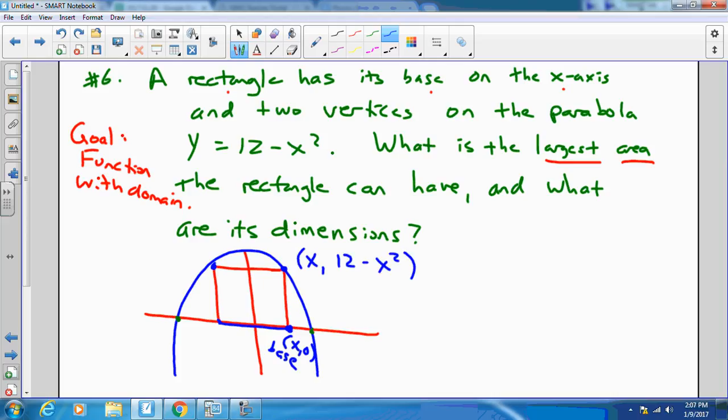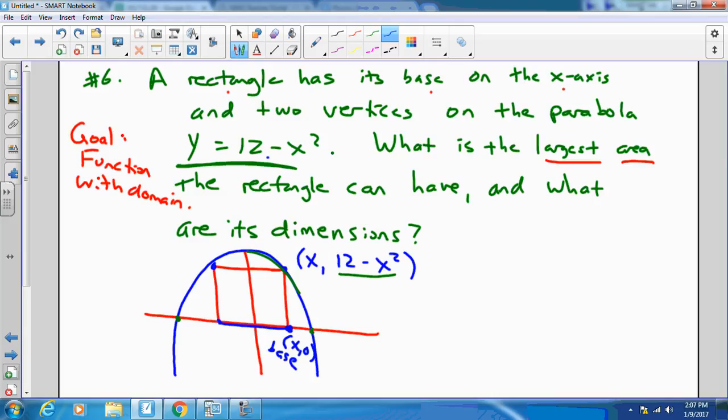And it must also live on the parabola so that its y-coordinate has to be 12 minus x squared. This is our key move, so I want to focus on it very carefully, because the rectangle has to intersect the parabola, therefore the y-coordinate has to be the y-coordinate of the parabola, which is 12 minus x squared, because that is the equation for the parabola. Does that idea make sense?